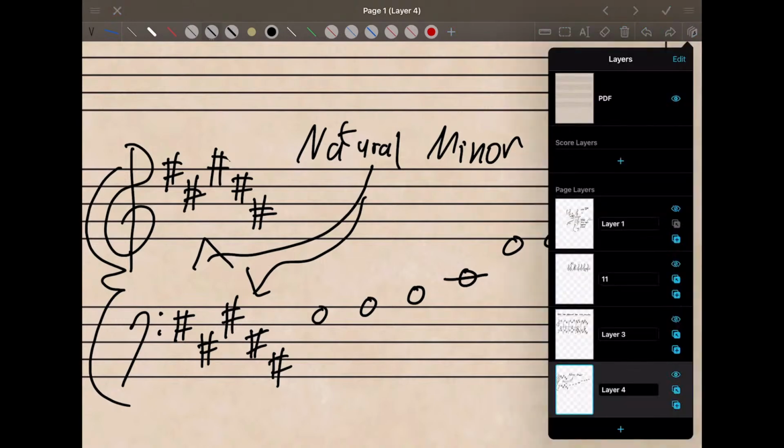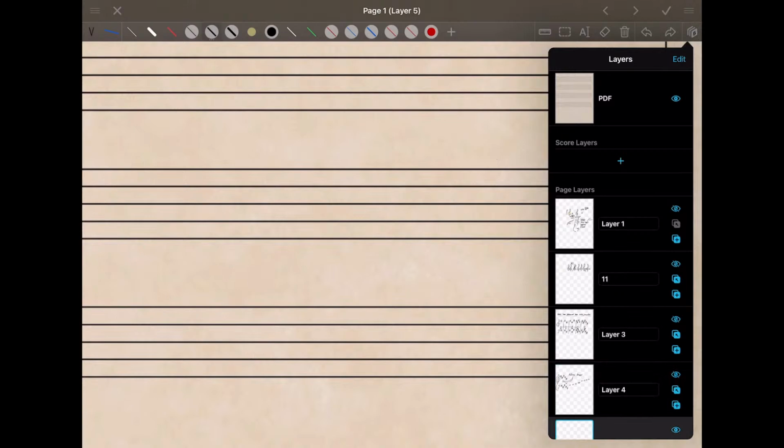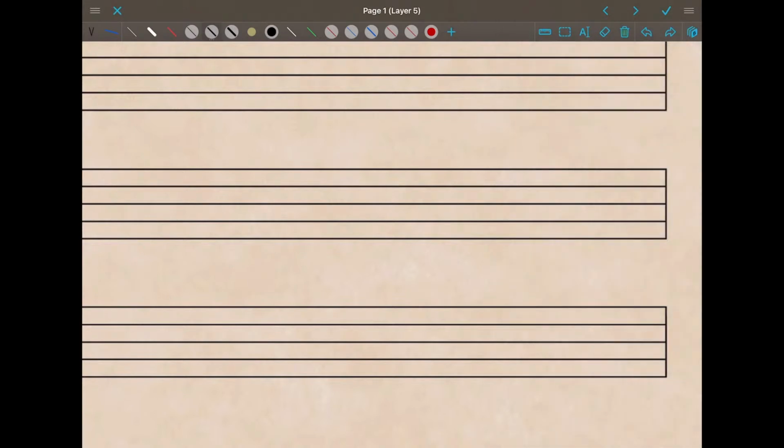Let's do another layer over here. Let's do a flat example with just 1 flat. We'll do the grand staff again. Let's just do 1 flat. Oh, by the way, I forgot something here.